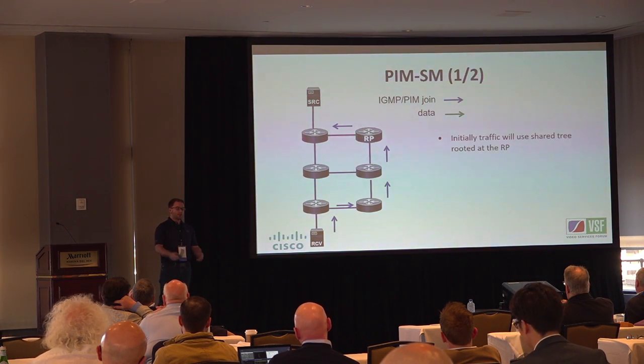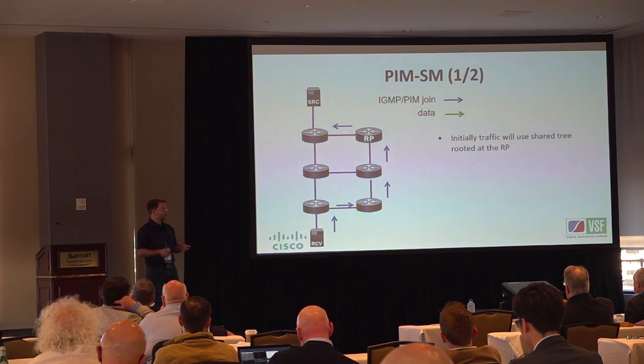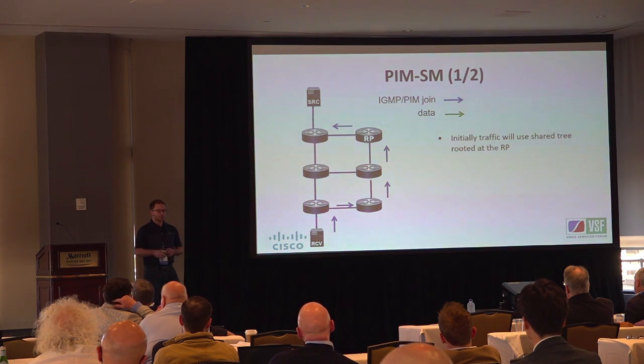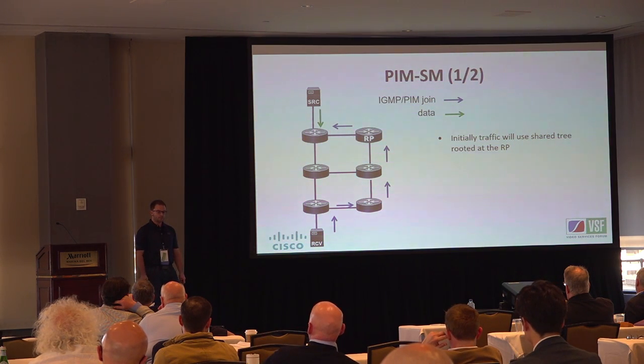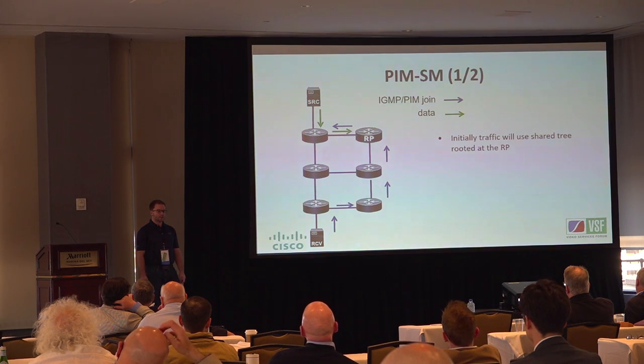So to show you just on the same topology, because not everyone deploys very simple spine leaf networks, if we use PIM Sparse Mode on this same network that we had before, the receiver is going to do an IGMP join, which turns into a PIM join and heads up towards that RP. And initially, traffic will use a shared tree, which is rooted at the RP. So it's going to send traffic down towards the RP and then down towards my receiver.